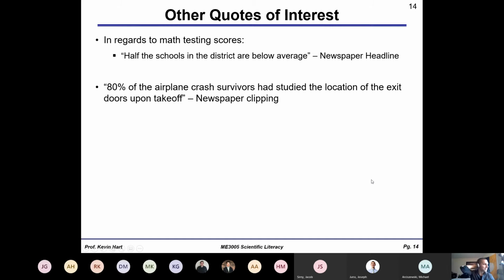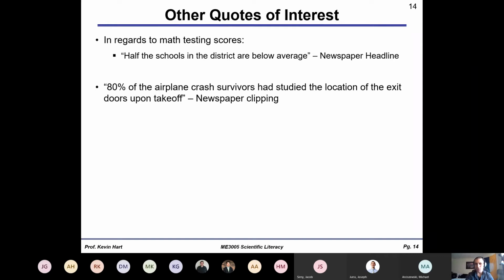All right. This is a little bit more subtle, but has to do with control experiments. 80% of airplane crash survivors studied the location of exit doors upon takeoff. This is a case of incomplete information, because you really only have one side of the story. You know one portion of the population, the portion that studied the location of the exit doors. That's one population you have information about. You need information about the population that did not study the location of the exit doors to fully make a point here.